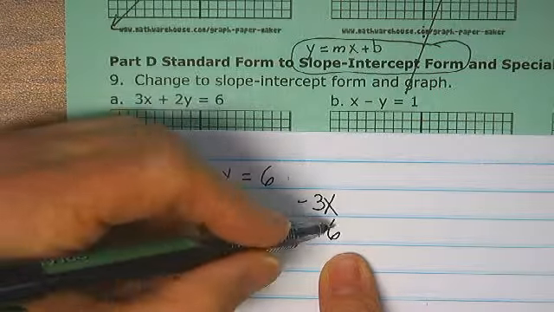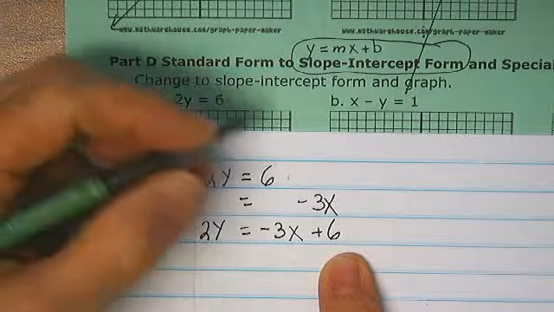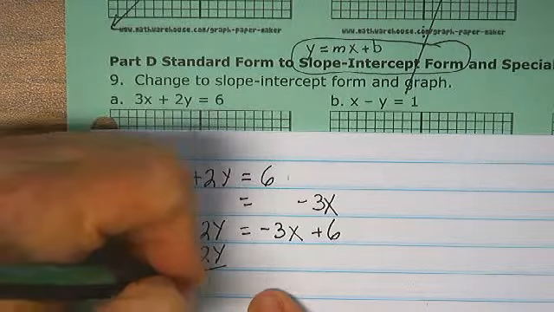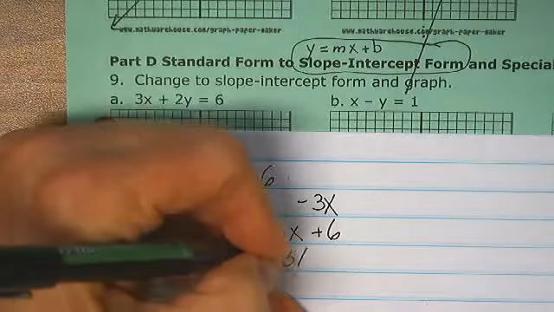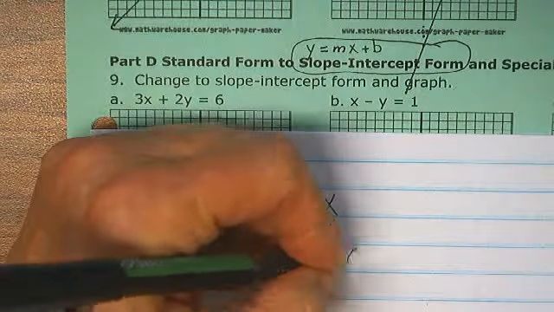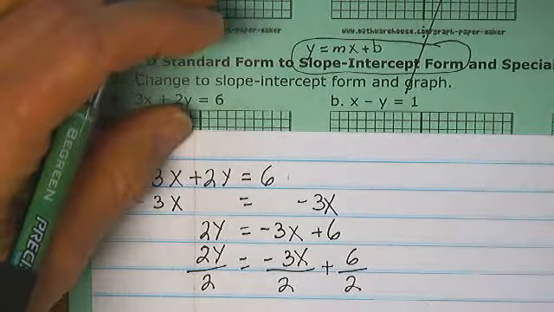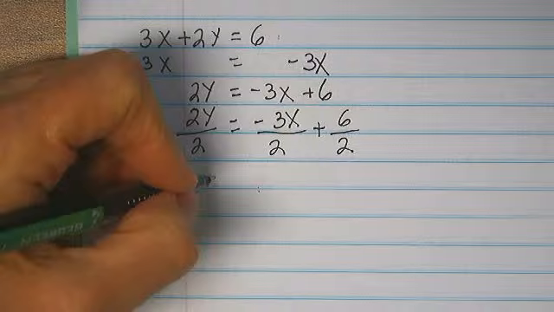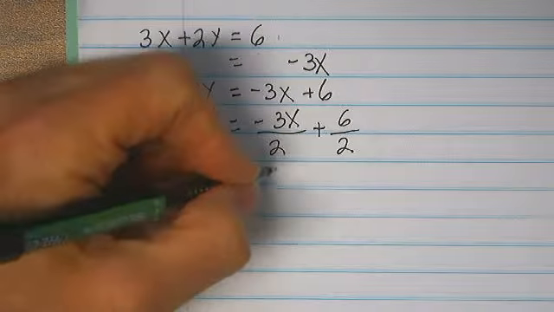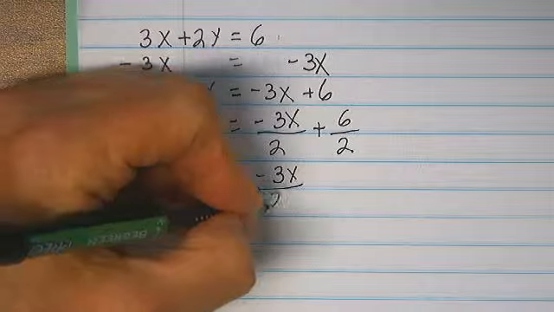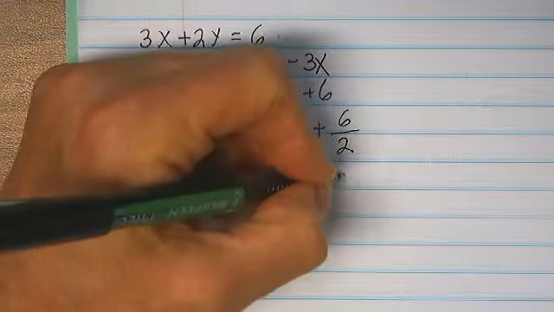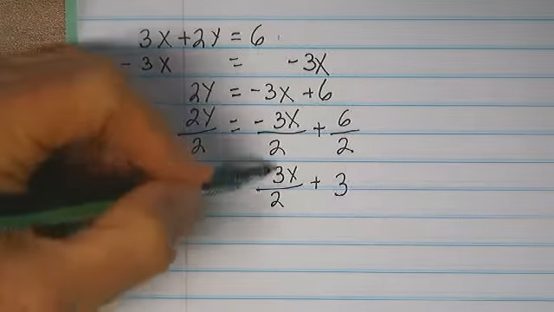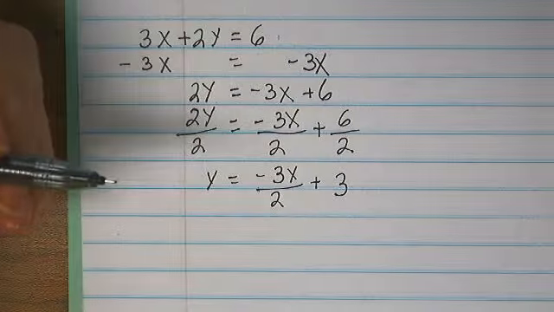Now if 2y equals this, what does 1y equal? I divide every term by 2. 2y divided by 2 equals negative 3x divided by 2 plus 6 divided by 2. What does that get me? That gets me this. 2 divided by 2 is 1y equals negative 3x over 2 plus 6 divided by 2 is 3. Okay, now that I have my equation in slope-intercept form, I can graph it.